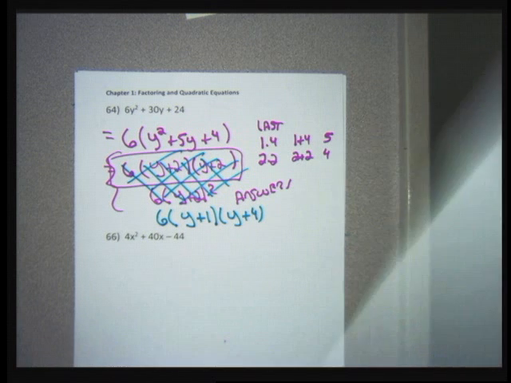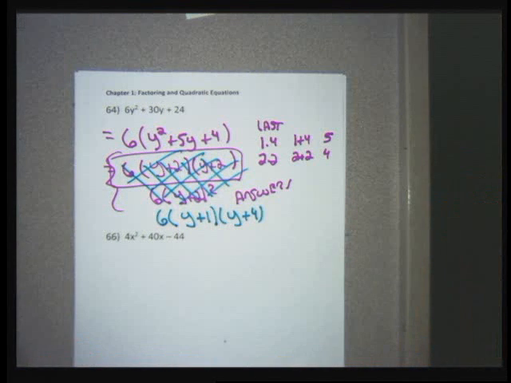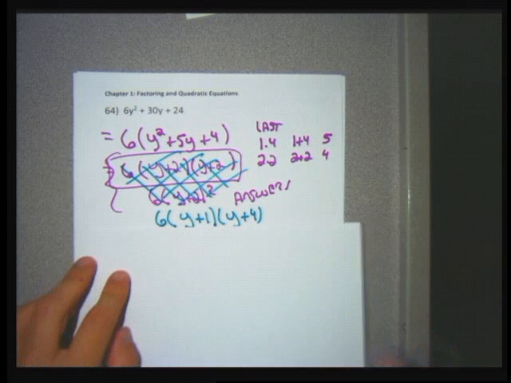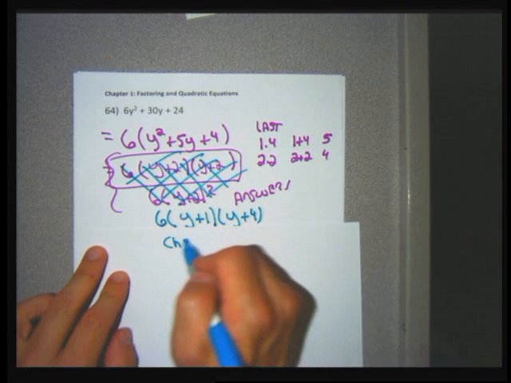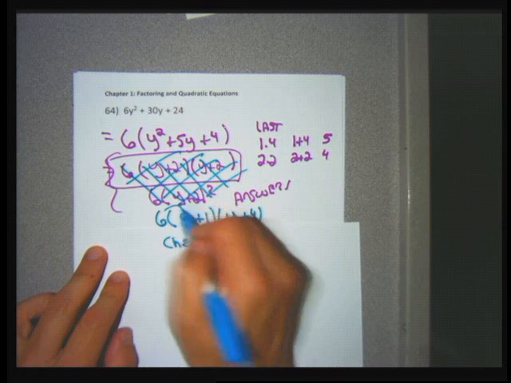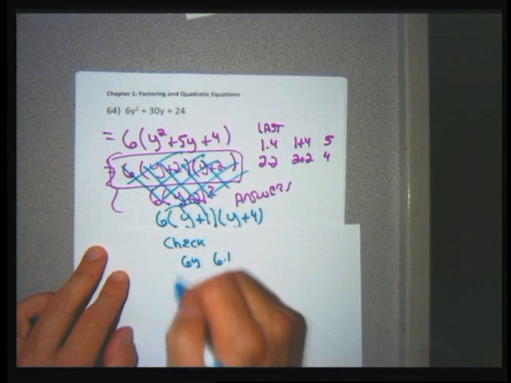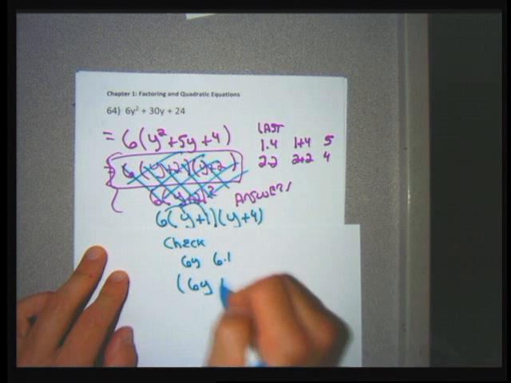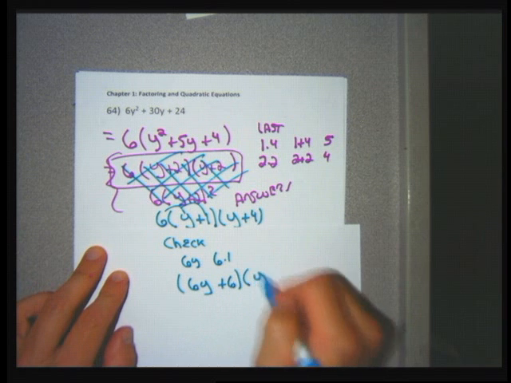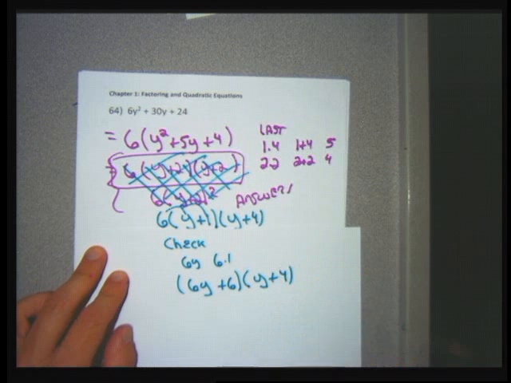Let me check that one. So it's not so bad when I make mistakes. When I catch them, it's actually kind of good. So if I wanted to check this, the first thing I'd do is I'd go 6 times y and 6 times 1 and get 6y plus 6. And I'll leave the second parentheses y plus 4.